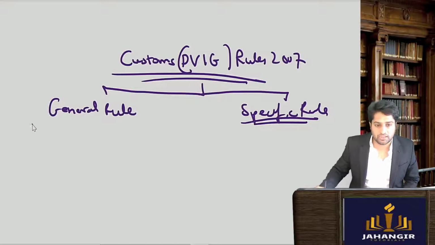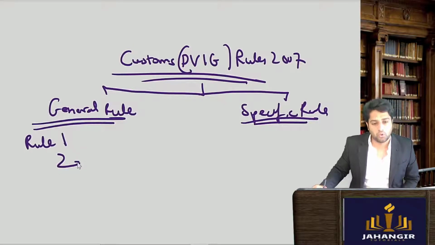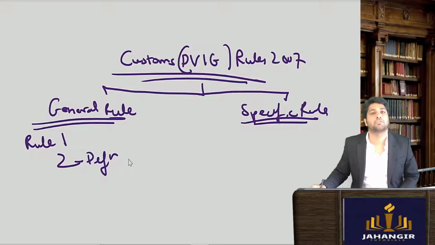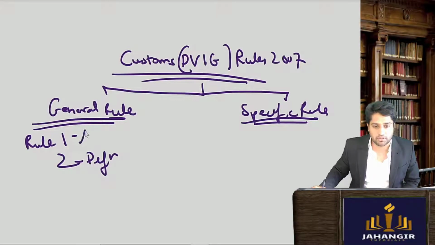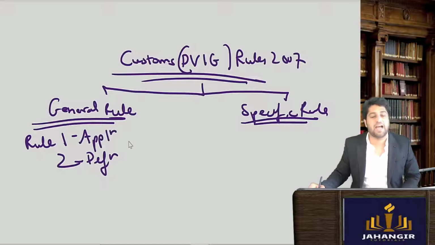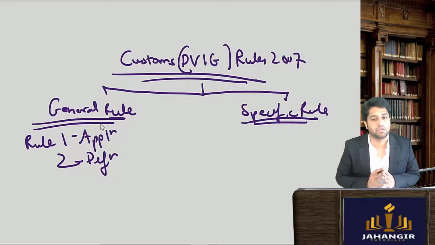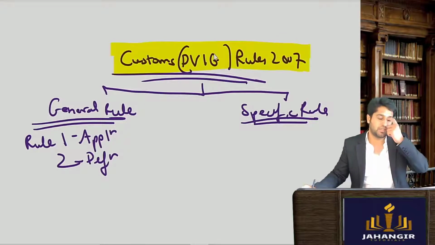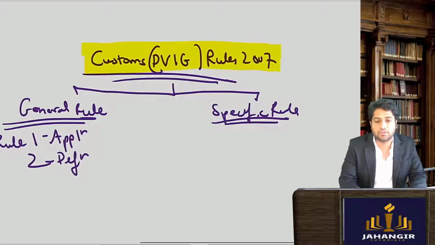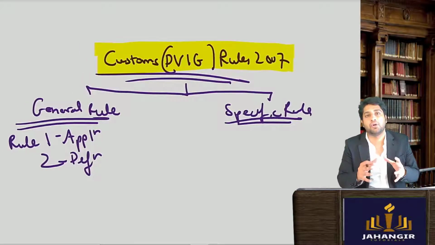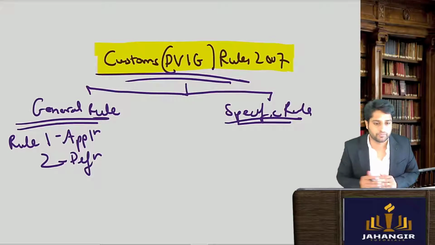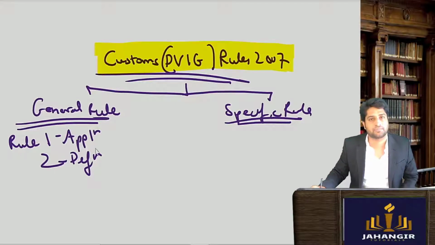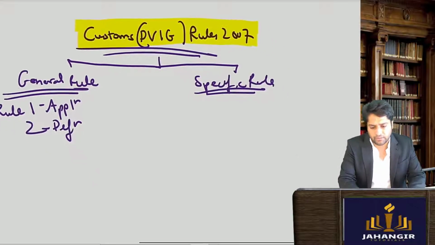Now the general rules are rule number 1 and rule number 2. Rule number 2 gives you certain definitions of certain terms, and rule number 1 talks about the application and the name of these rules, the title. So the title will be the Customs Valuation Determination Rules, 2007. It is applied whenever you are going to compute the value of imported goods. There are a few definitions we will be doing when we do the rules.